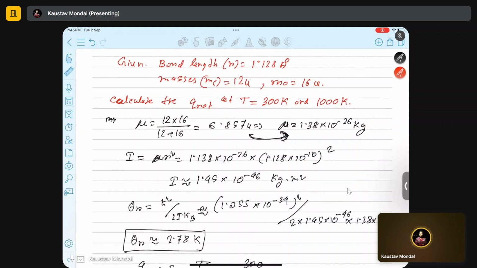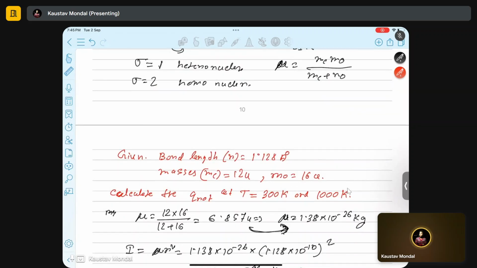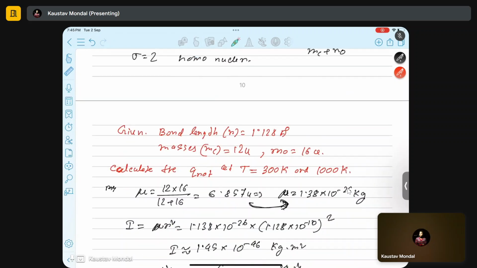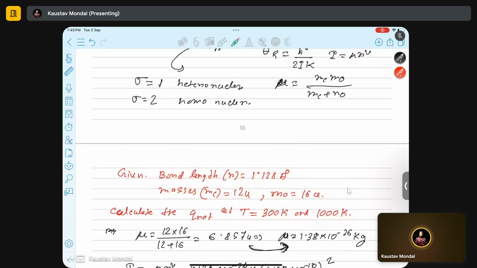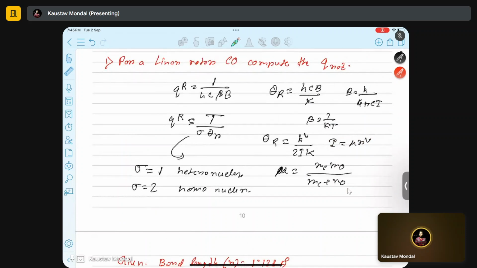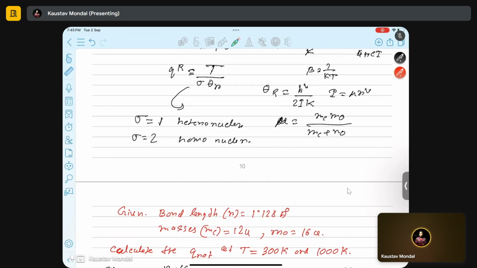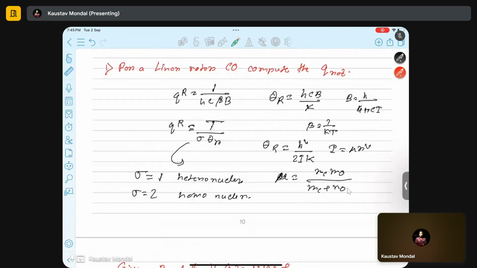So what we have done here basically, in the information we see that for a heteronuclear molecule CO, we have to compute the Q rotational. But in the information, the things that are supplied are bond length, masses and temperature. So we have to write the whole expression of this rotational partition function in terms of the supplied parameters. We first write theta, the rotational temperature, in terms of moment of inertia I, that we can easily calculate since the masses and the bond length are given.